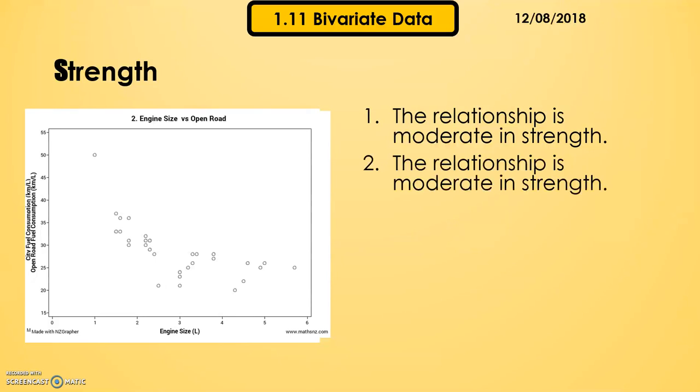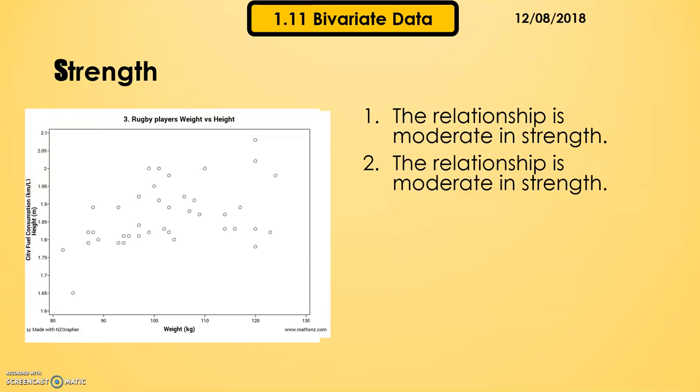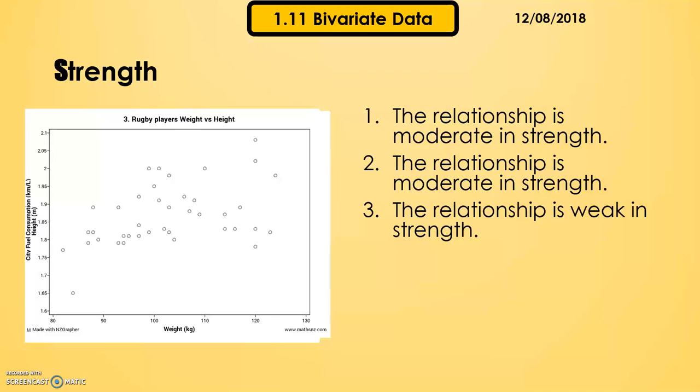So, number 2, engine size. We've got a moderate relationship, probably a little less strong than the previous graph, but we can still say it's moderate. You certainly wouldn't say it's a strong relationship, but you possibly could say it's a weak one. The rugby player's weight and height, I'm going to say that's weak. And then you can see there's much more scatter in this one.